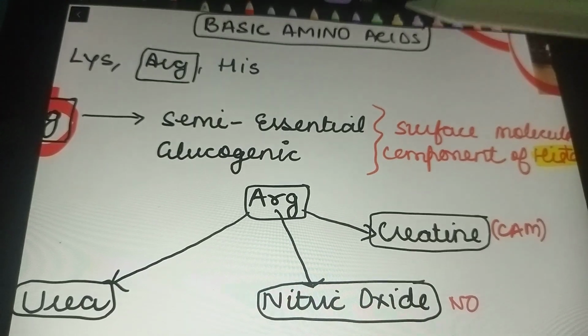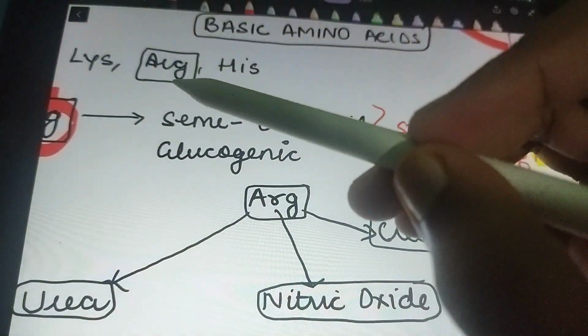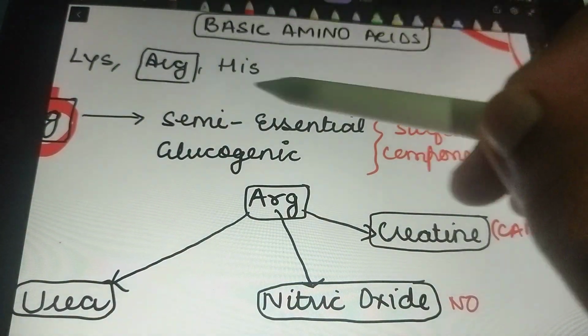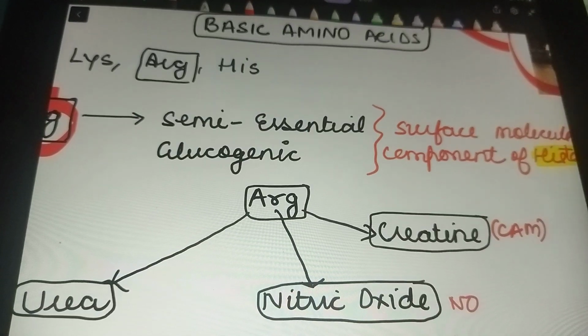In this part, we are talking about basic amino acids. The way I learned about the basic amino acids is "urgent lysis of basic history." Here, "urgent" means arginine, "lysis" means lysine, "basic" means basic amino acid, and "history" means histidine. This is how I learned this.